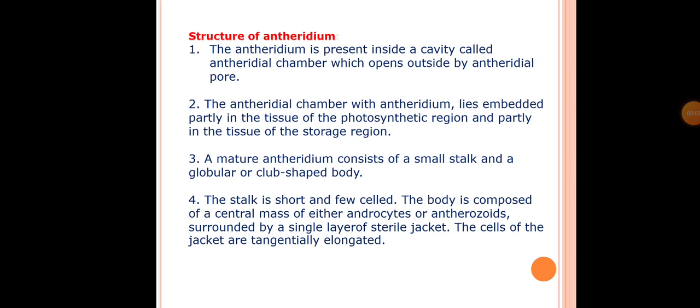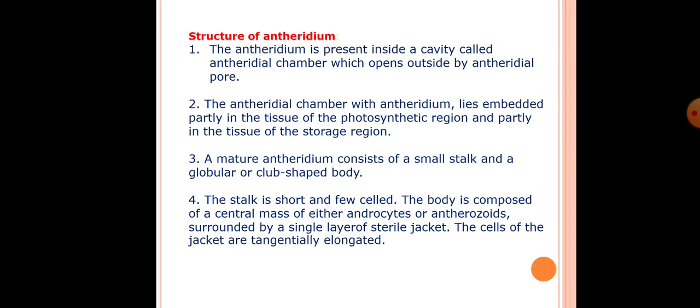So here in this presentation we will see the reproductive organs of Riccia. Male reproductive organ is known as Antheridium and female reproductive organ is known as Archegonium. This is the sexual reproduction. Asexual reproduction is done by producing spores, and these spores are formed in the sporangium.